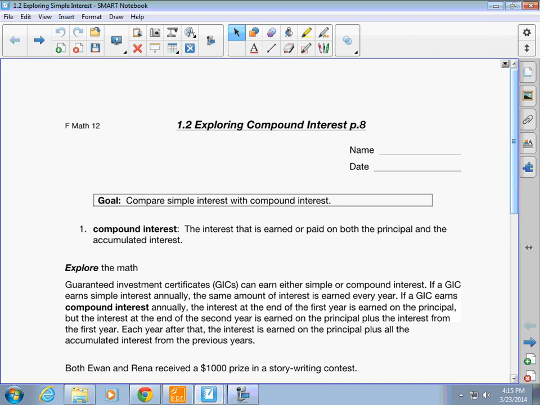1.2 is on exploring compound interest. The last section we were just looking at simple interest, when interest was being calculated once per year.